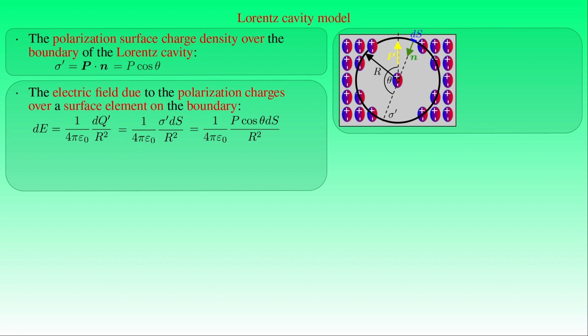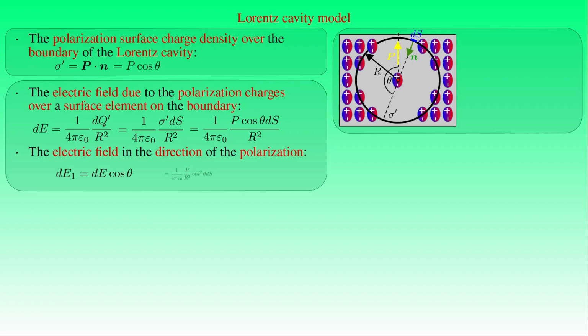However, the component of the electric field perpendicular to the polarization field vanishes for such an integration over the sphere in a uniform polarization field. Hence, we only consider the tangential component of the field strength due to each charge element, which is given by the magnitude of the electric field dE times cosine theta.